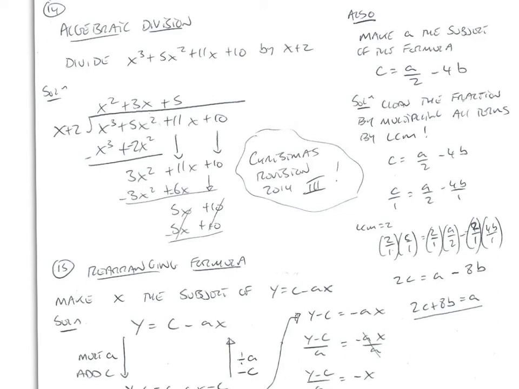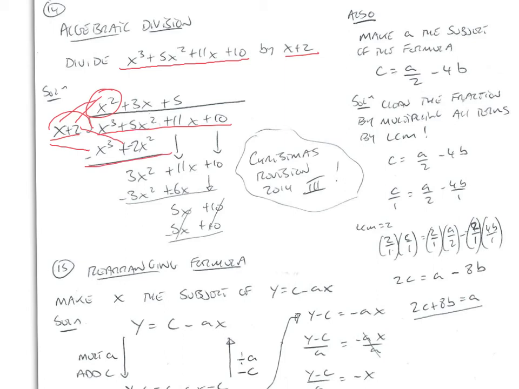Okay, so let's look at algebraic division. Let's divide x cubed plus 5x squared plus 11x plus 10 by x plus 2. So we write our equation in here and what we're dividing into that outside, and we say x goes into x cubed, x squared times. x squared by x is x cubed, x squared by 2 is plus 2x.